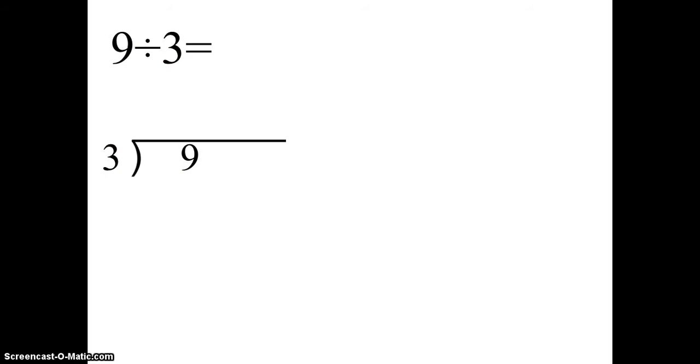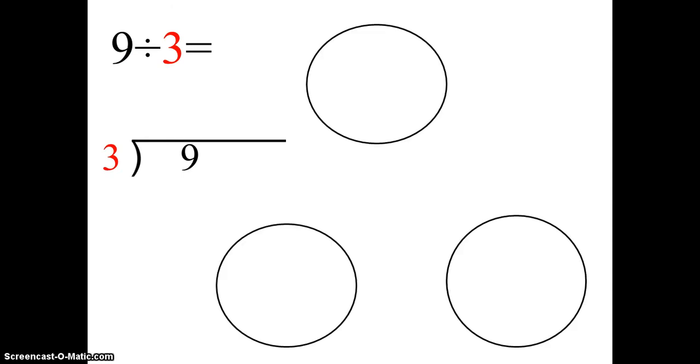Now here's 9 divided by 3. How many groups do we need? If you said 3, you are correct. We need 3 groups. Now how many dots do we need to draw? If you said 9, you are also correct. We need 9 dots.